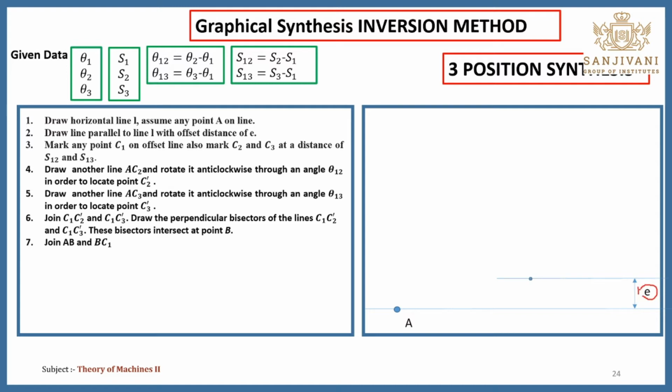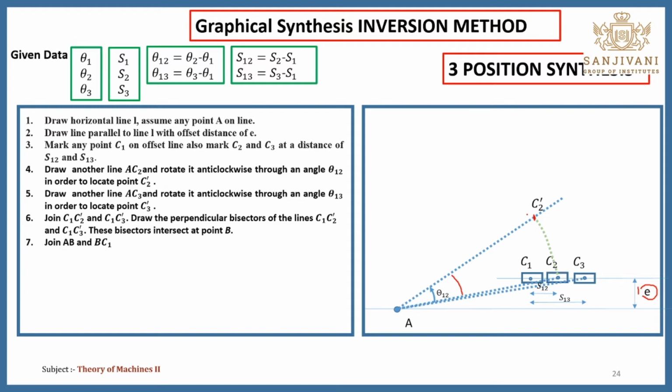Again, you will mark the first position of the slider. By taking S12 distance, you need to mark the second position. Again, by considering the S13 distance, you need to mark the third position, C1, C2, C3. Now you have to join C2A. You have to draw one inclined line at an angle of theta 1,2, and by taking this AC2 as a radius, you have to draw one arc which intersects this line at point C2 dash.